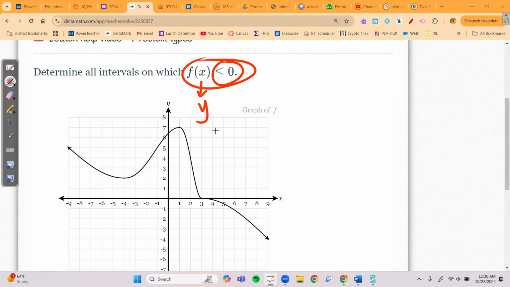Now that means, remember, that I can either be at 0, like on that line called the x-axis, or I can be where, above it or below it? Below it, because it clearly says less than or equal to 0. So I'm going to take my pen now and highlight the parts of this graph that I believe meet this criteria.